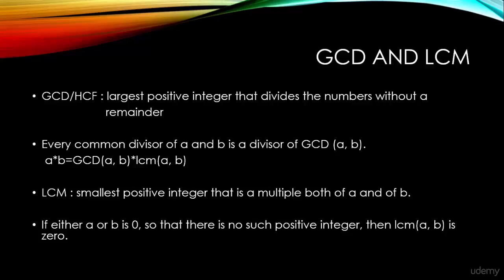Every common divisor of A and B is a divisor of GCD of A comma B. So A into B is equal to GCD of A comma B into LCM of A comma B.